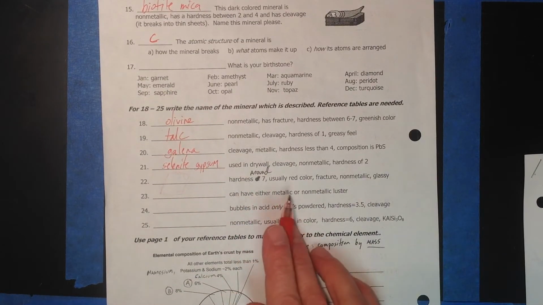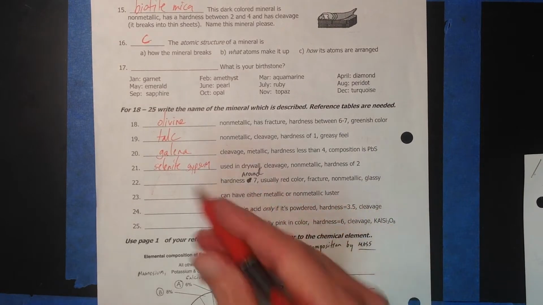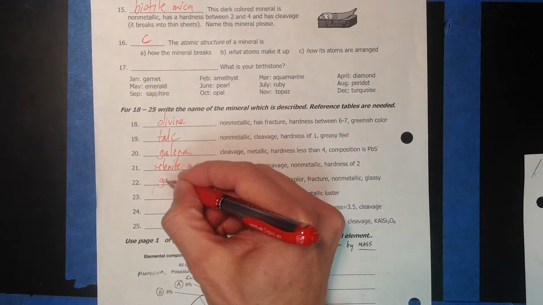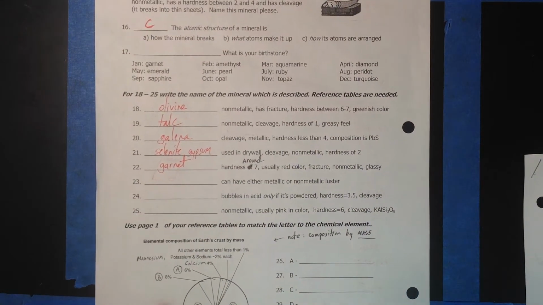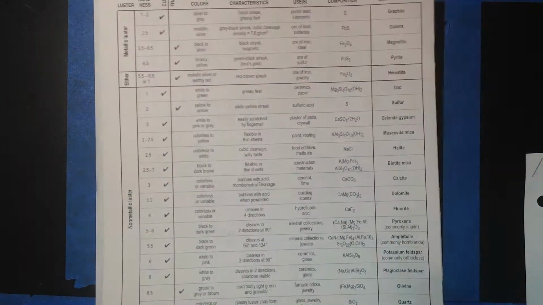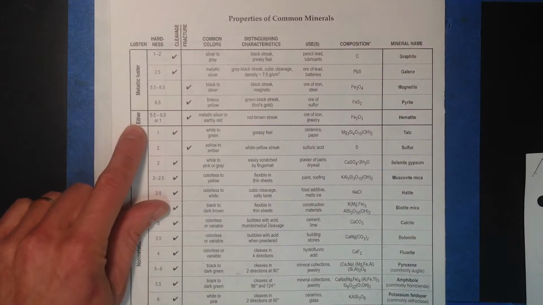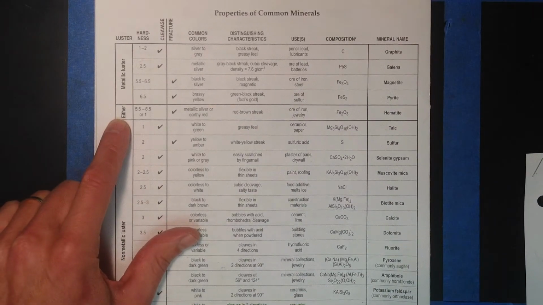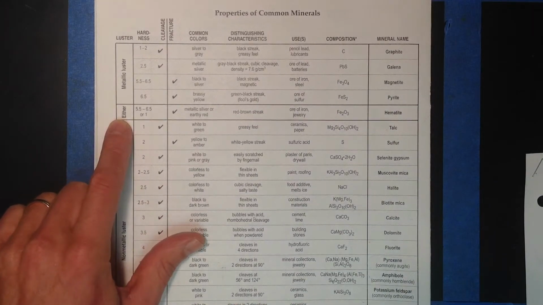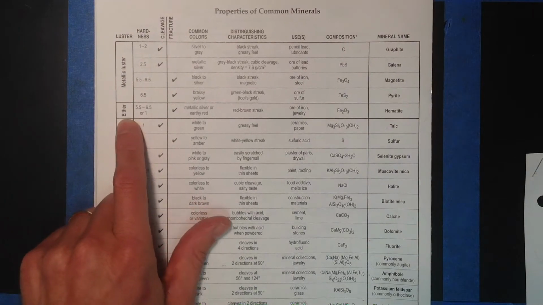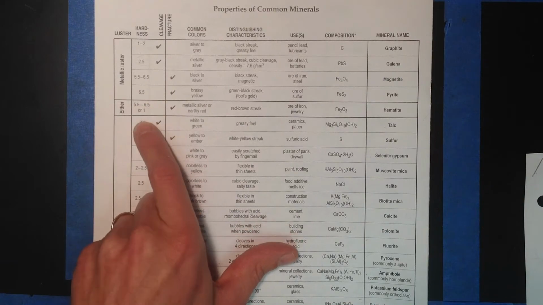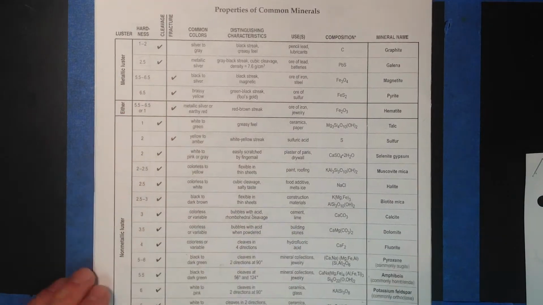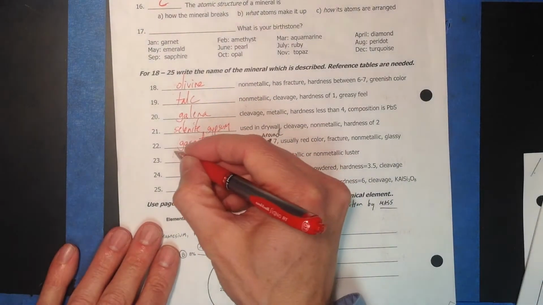Hardness around 7, usually red in color, fracture, non-metallic glassy. That's garnet. Can either have metallic or non-metallic luster. This is in the luster column. Sometimes there are always exceptions to rules, and that's the case in nature. So hematite can be very different. It can have higher hardness or lower hardness. It can be either metallic or non-metallic. So that is hematite.